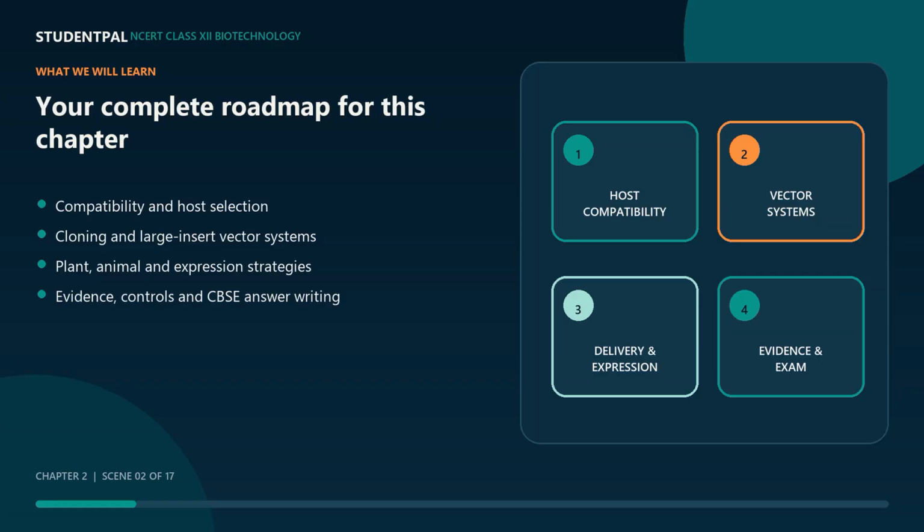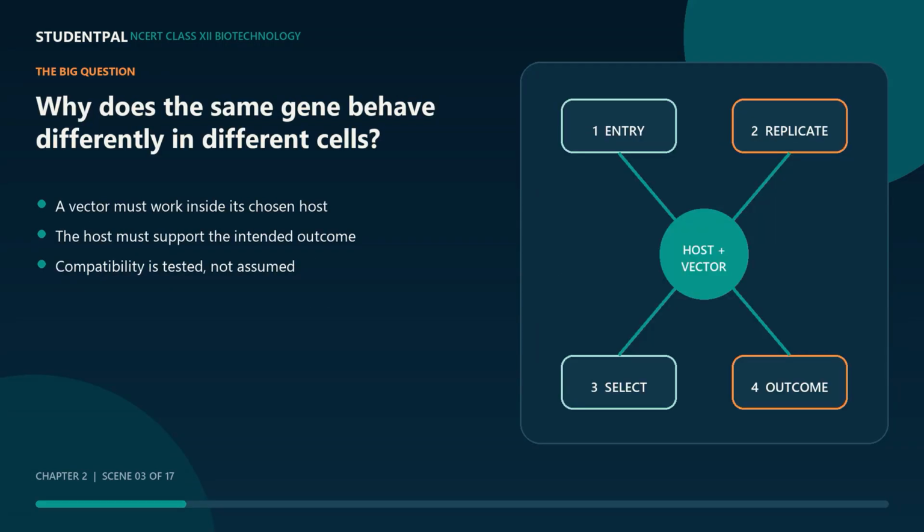With that roadmap in mind, let us begin with the central question of the chapter. Imagine placing exactly the same gene into three cells: a bacterium, a yeast cell, and a human cell. The DNA sequence has not changed, yet the result may be completely different. One cell may copy the DNA efficiently, another may produce a protein, but modify it incorrectly. A third may fail to recognize the vector at all. This is the central idea of the host vector system.